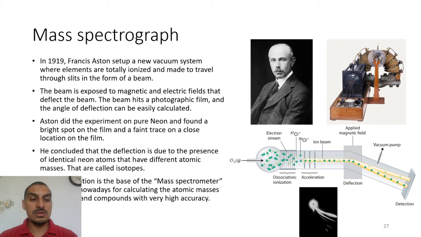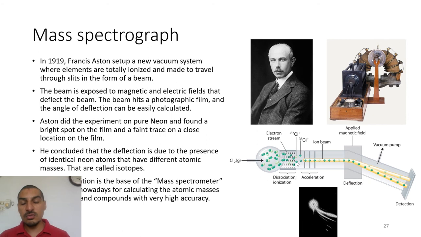So he was doing the same thing with his new equipment. It's called the mass spectrograph. So it's very, very close in theory to the cathode ray tube. But what he did is he got any gas like chlorine, and then he ionized the gas, so it's totally free of electrons, and then he has the ions.